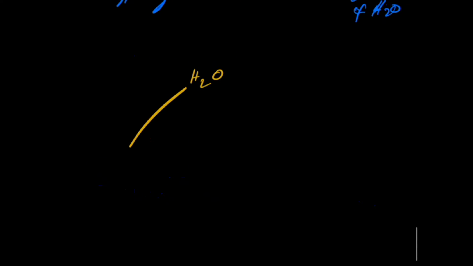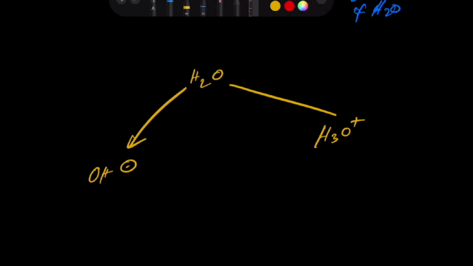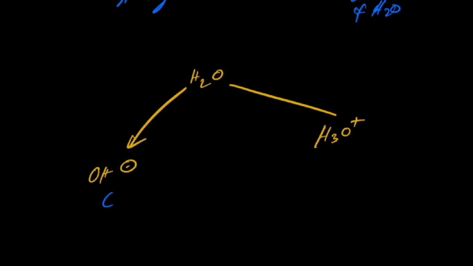Water has a conjugate base and a conjugate acid. Let me draw it like this. Water has OH minus and H3O plus. This is the conjugate base of water, and this is the conjugate acid of water.